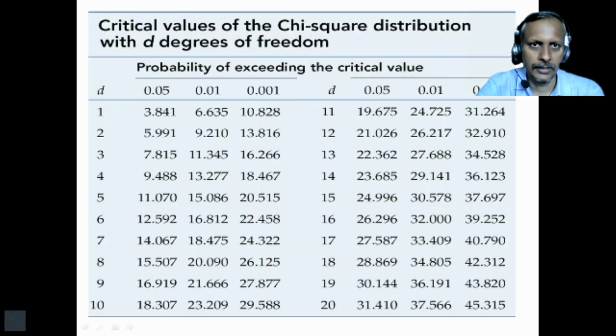So we'll take an example. Before that, we need to calculate the degrees of freedom. The degrees of freedom can be taken from the particular table which is shown on the screen. Here d represents the degrees of freedom, and the probability of exceeding the critical value is our confidence level, at 5%, at 1%, and at 10%. That is what we have in the tables.